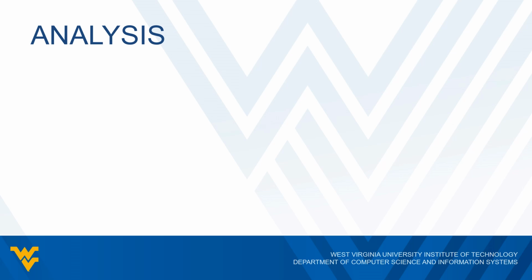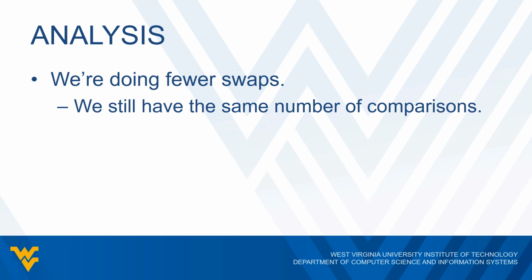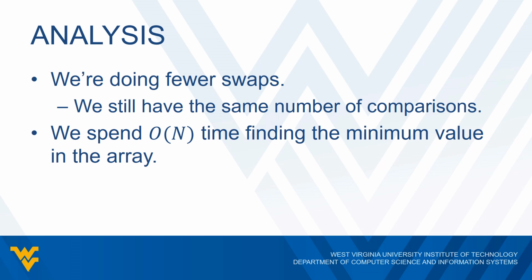So why is this O of n squared? Well, we are doing fewer swaps, but we still have the same number of comparisons. This is because we spend O of n time trying to find the minimum value of the array. The first iteration, we check all the elements. The second iteration, we check n-1 elements. Next iteration, we check n-2 elements, and so forth. So we still have all those comparisons like we did in bubble sort.